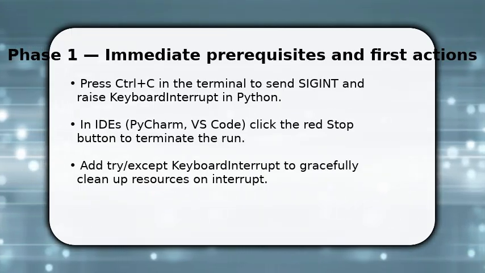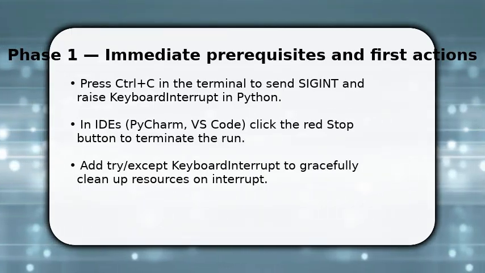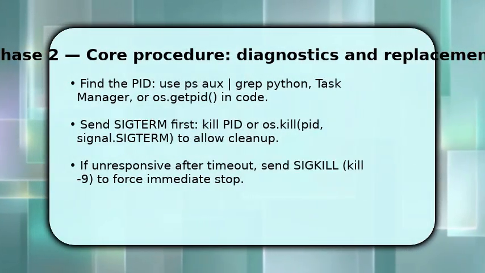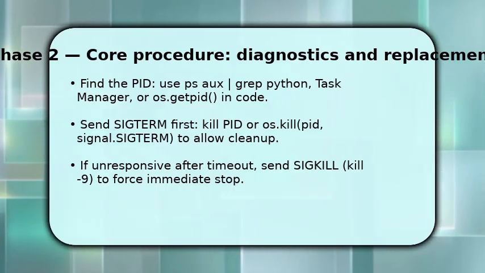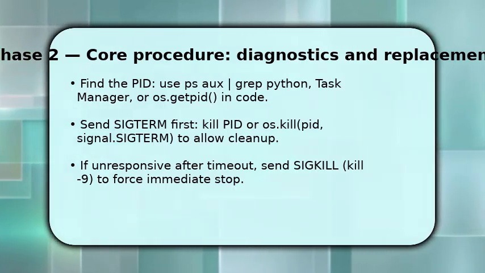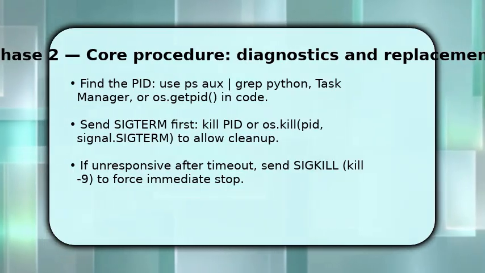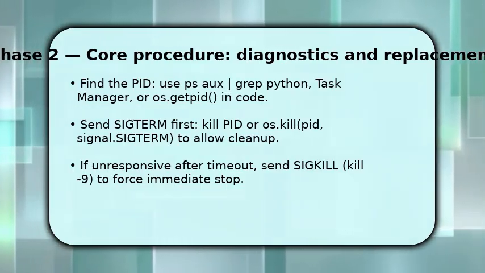You now escalate. Identify the process ID with ps, Task Manager, or by printing os.getpid() inside your script. Once you have the PID, send SIGTERM so the program can handle shutdown and close resources. For example, kill PID or os.kill(PID, signal.SIGTERM).